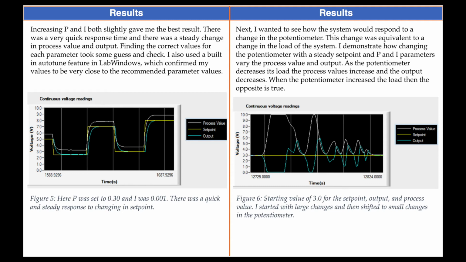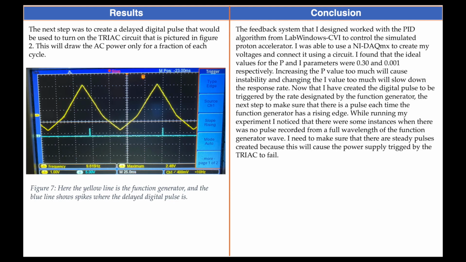I found that when I decreased the load on the potentiometer, then the process value increased and the output value dropped. Whenever I increased the load on the potentiometer, the process value would decrease and the output value would increase. The second part of my experiment was to create the delayed digital pulse that would trigger the triac to turn on.